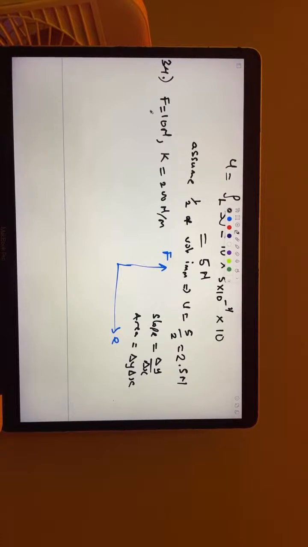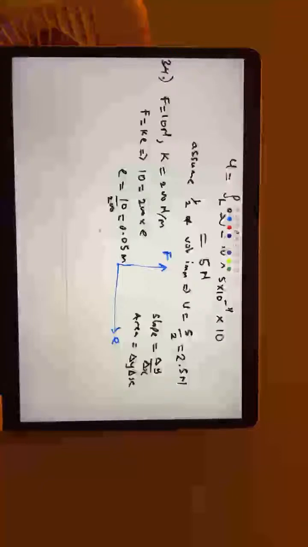So I can easily get my e from this, knowing that F equals ke from Hooke's law. From Hooke's law, since F equals ke, that means that 10 equals what? 200 times the extension that was caused. So extension in this case will be 10 over 200, and 10 over 200 is 0.05. So the extension is 0.05 meters.